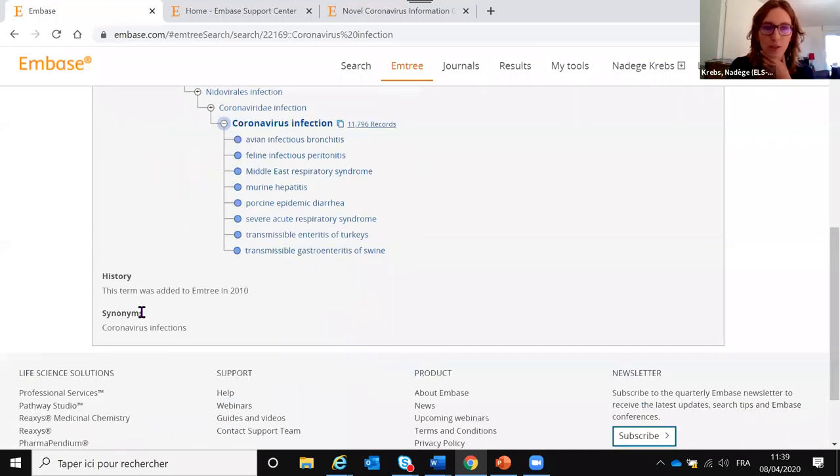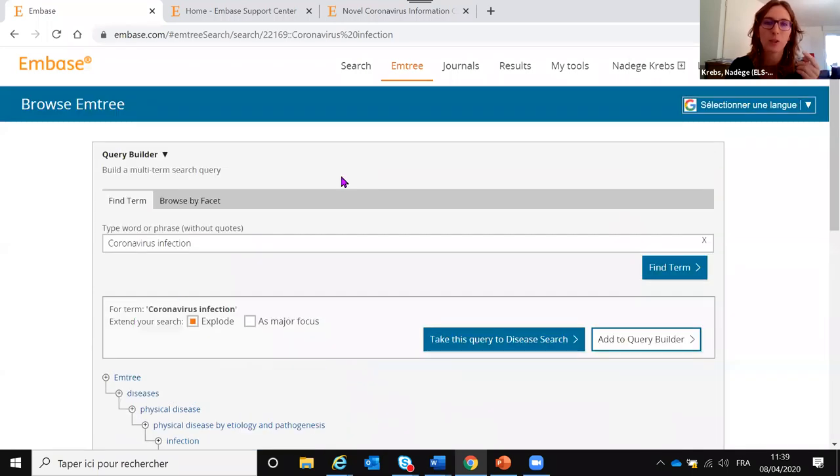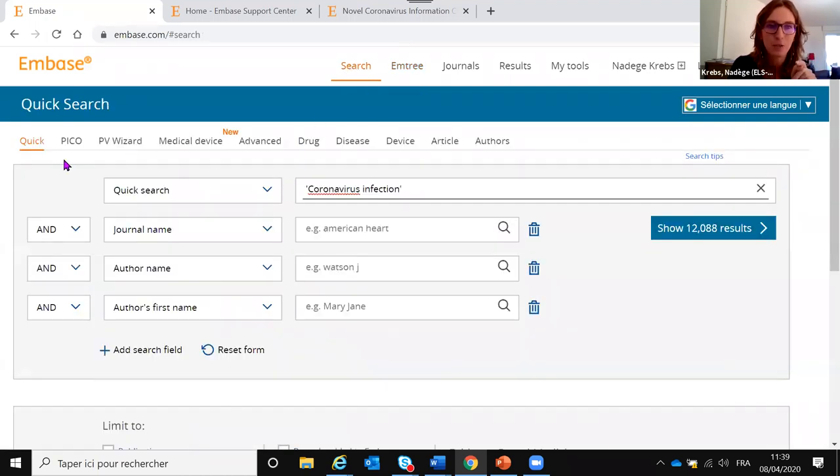What we see also is that it has the synonyms. Here we only have one synonym, the plural form, but sometimes we have many more. So every time you see there are synonyms, you should think, okay, I'm going to make sure that I include them. So I go to search, and instead of the quick search, which is quick and dirty, we go to the one next to it, which is PICO.